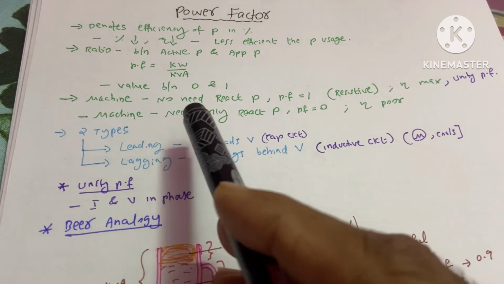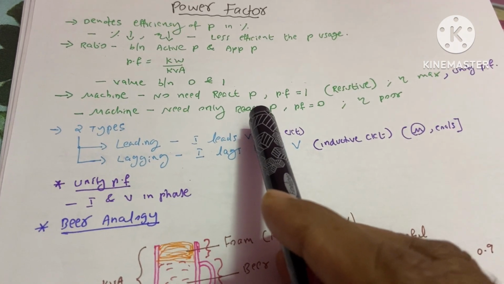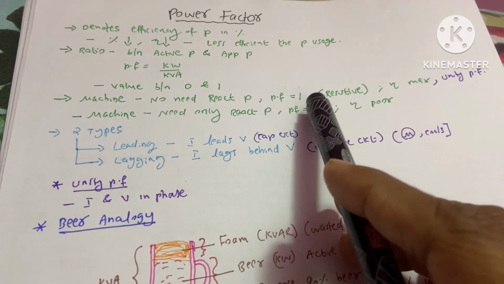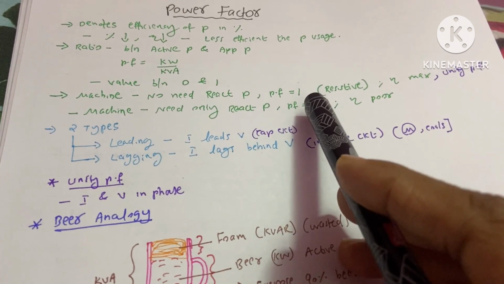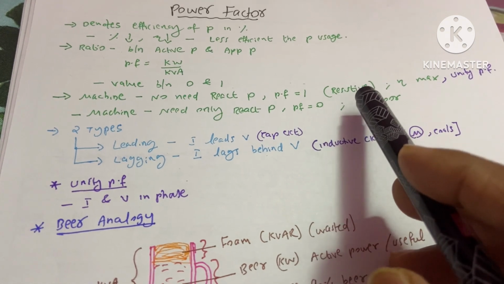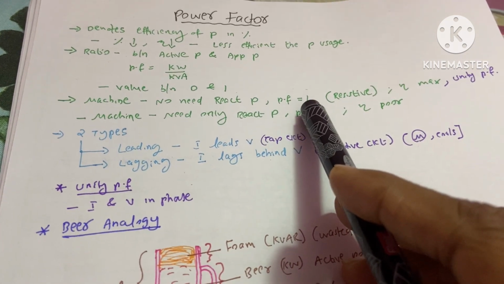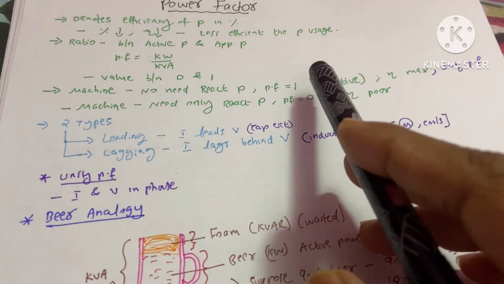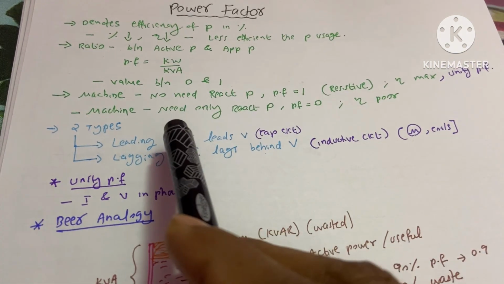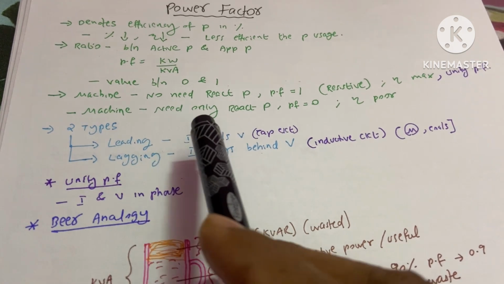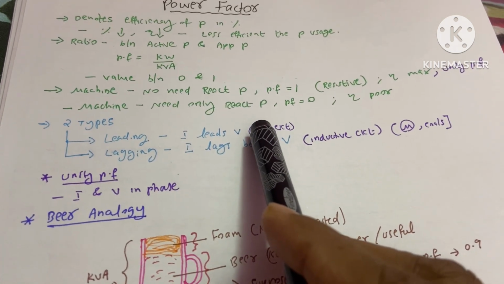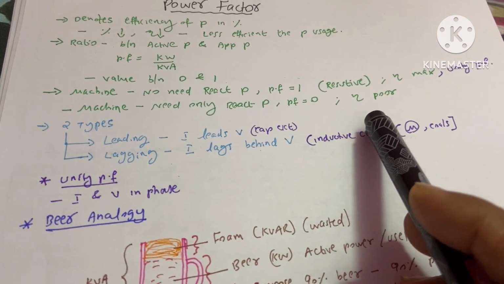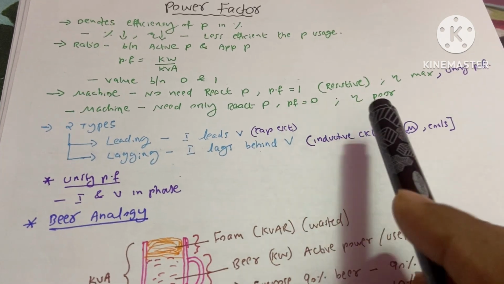Suppose a machine requires no reactive power, then we could say its power factor is 1. 1 means its power factor is 100%. Only resistive loads could act like that. That means its efficiency is maximum. We could say it is unity power factor. And if a machine needs only reactive power, then its power factor is 0. That means its efficiency is 0, meaning its efficiency is poor.